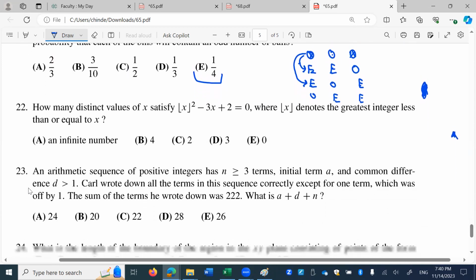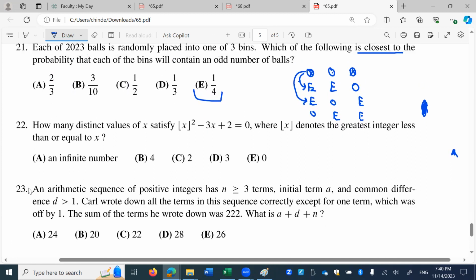How many distinct values of x satisfy this equation? Sorry, my pen is malfunctioning a little bit. So I think what I'm going to do is graph, and I'm going to try and solve this by graphing. Right, so I have a greatest integer less than x quantity squared, and then it's going to intersect a line. So what's going to happen here?